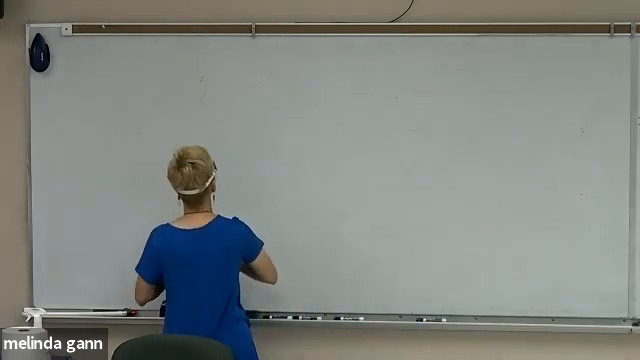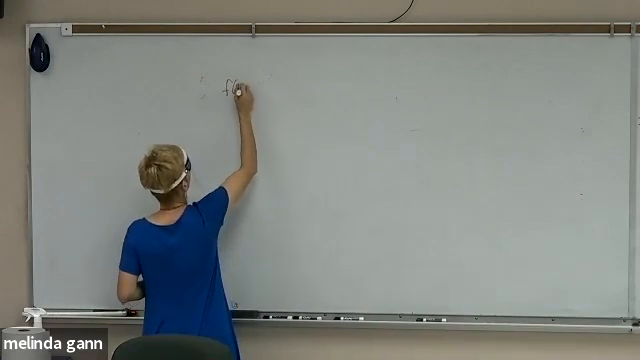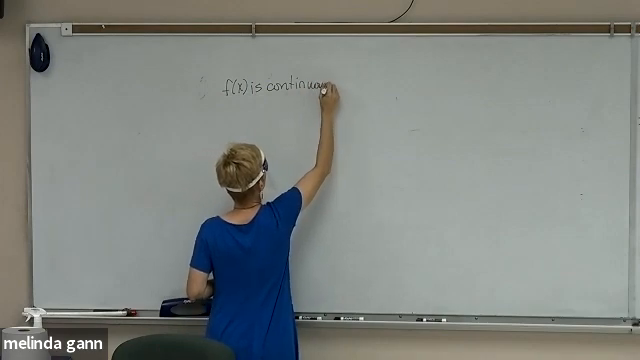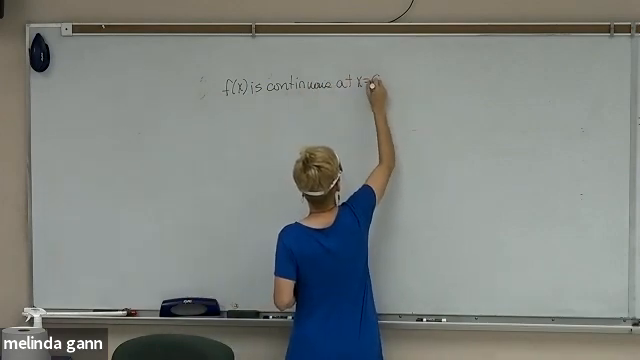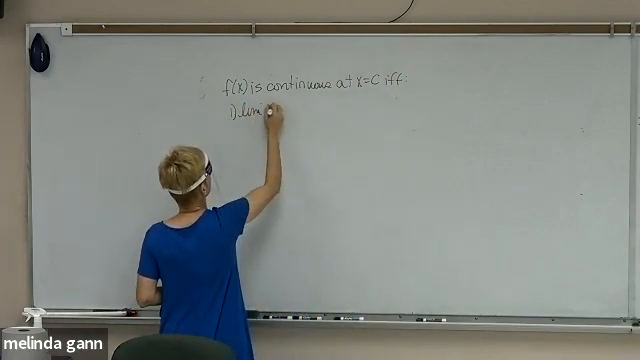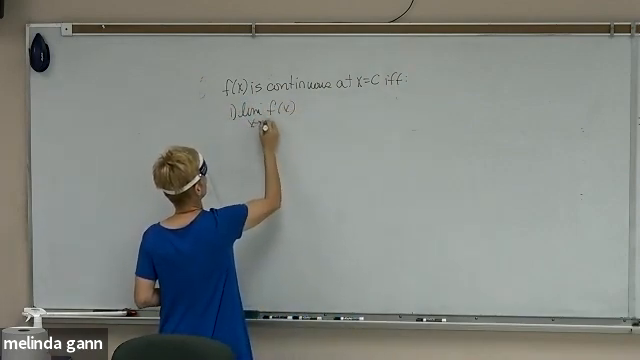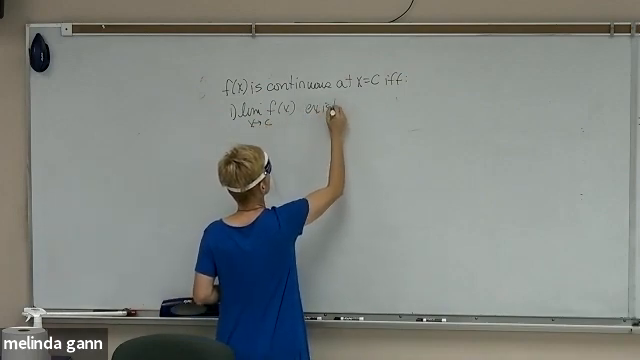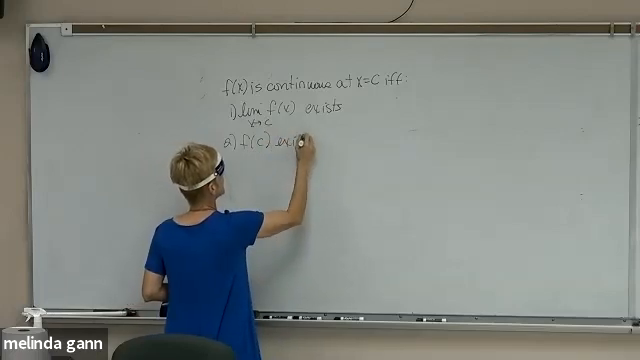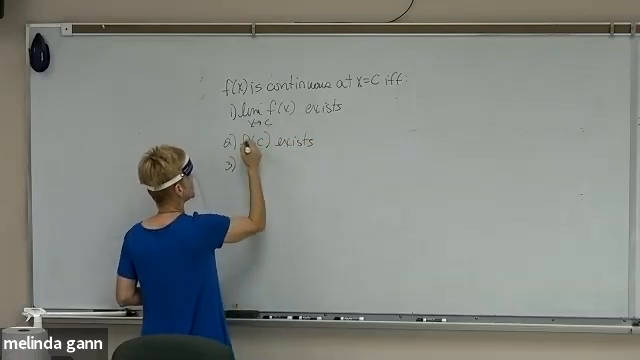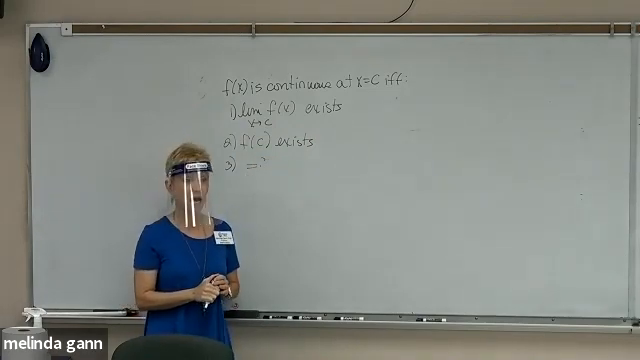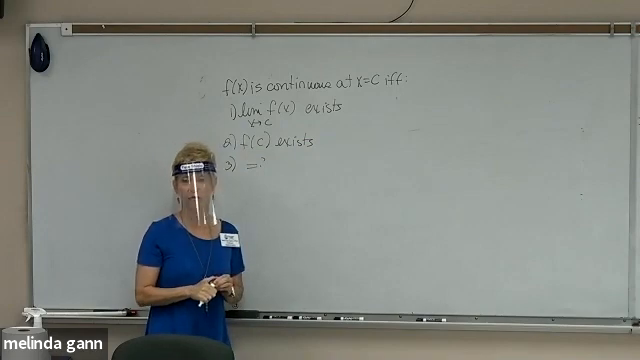So this is in your notes. Like you said, f of x is continuous at x equals c if and only if three things happen. The limit of f of x as x approaches c exists. F at c exists. And those two things are equal to each other. Now, sometimes it's just so straightforward, it's scary.